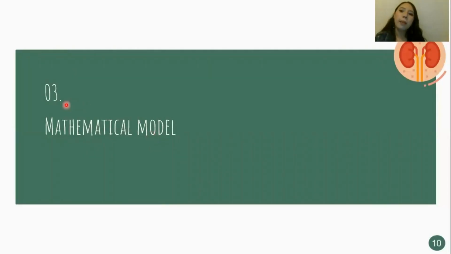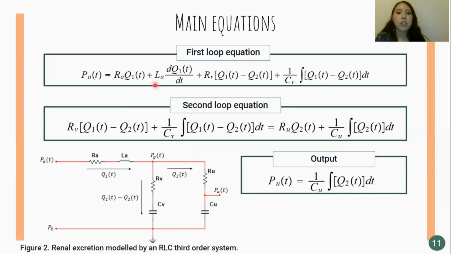We are going to talk about the mathematical model. These are the main equations. To obtain the first equation, we analyze the first loop, in which the input PA is equivalent to the sum of RA multiplied by Q1, the inductor LA multiplied by the derivative of Q1, and RB multiplied by the difference between Q1 and Q2, and 1 over CB multiplied by the integral of the difference of the currents.